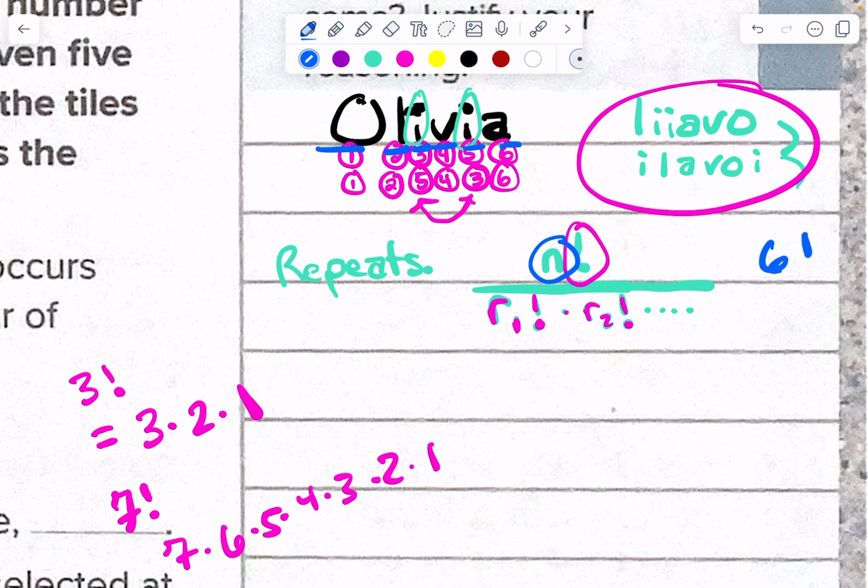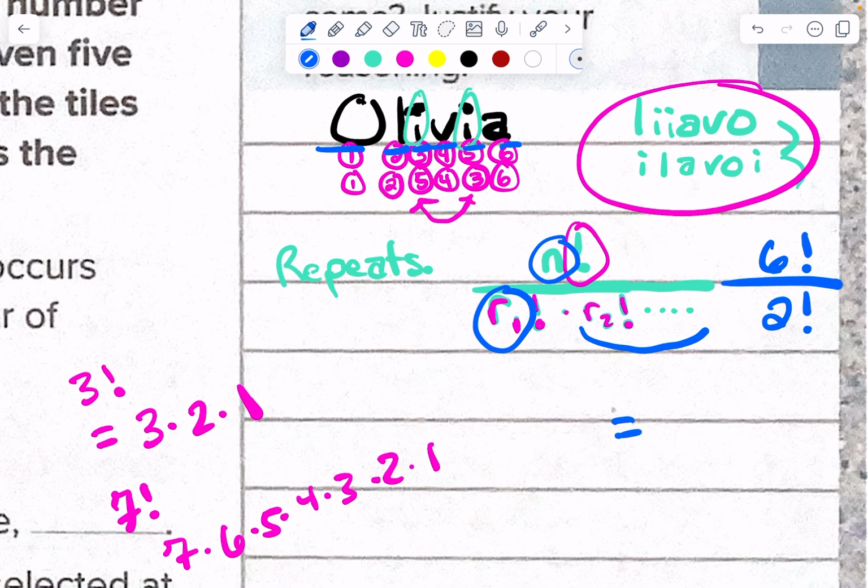So we would have 6 factorial over. You only have one letter that repeats, so we're only going to have one number on the bottom here. How many times does that I repeat? Twice. So we do 2 factorial in the bottom. This part is for if you have multiple letters repeating. If you had another letter that repeated twice, we would do another 2 factorial on the bottom, but we don't. So you're just going to do 6 factorial divided by 2 factorial.